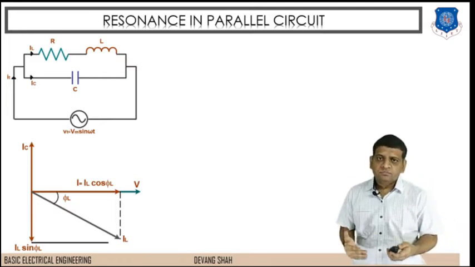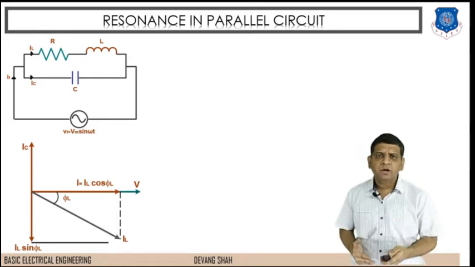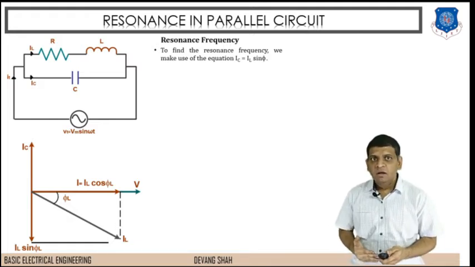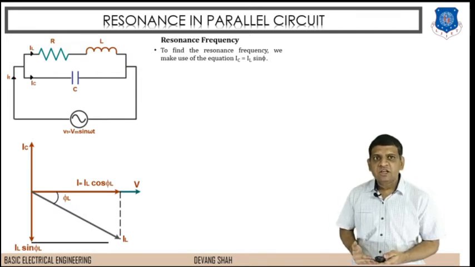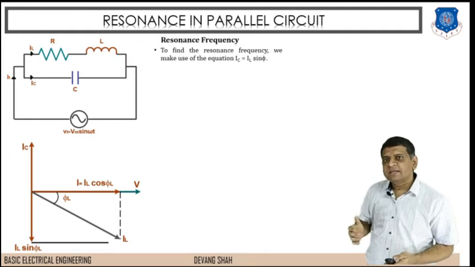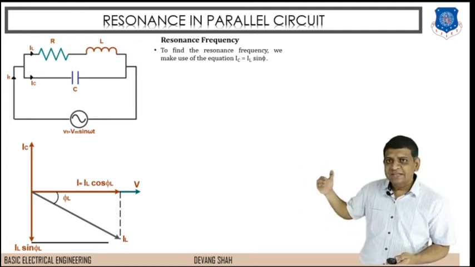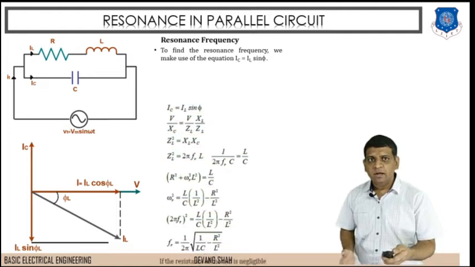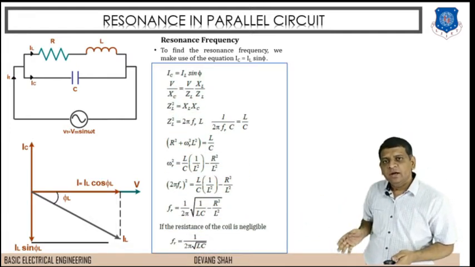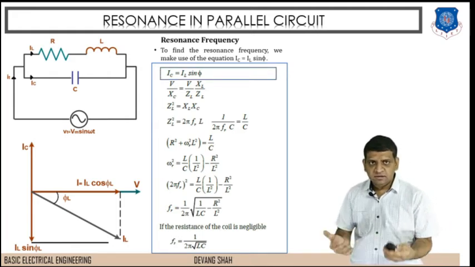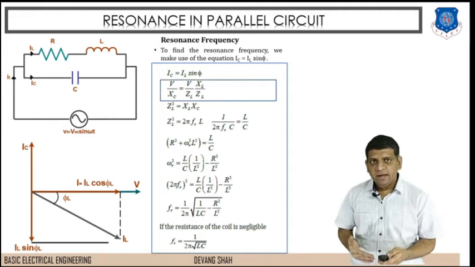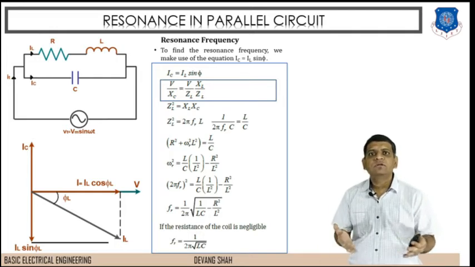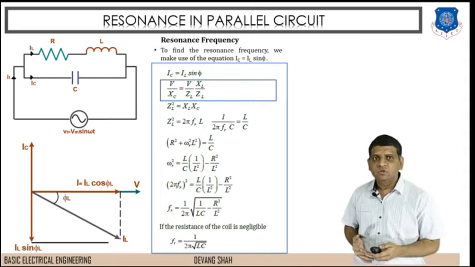Let's try to expand these two current components IL and IC this way. At the resonance frequency, to find the resonance frequency, we make use of the equation IC equal to IL sin phi. On the y-axis the positive term is IC and the negative term is IL sin phi, so I am going to equate these two currents. From this phasor diagram, applying trigonometry, IC is equal to IL sin phi, where IC is equal to V divided by XC, and IL is equal to V divided by ZL, where ZL is equal to the square root of R square plus XL square. So you can put sin phi equal to XL divided by ZL.